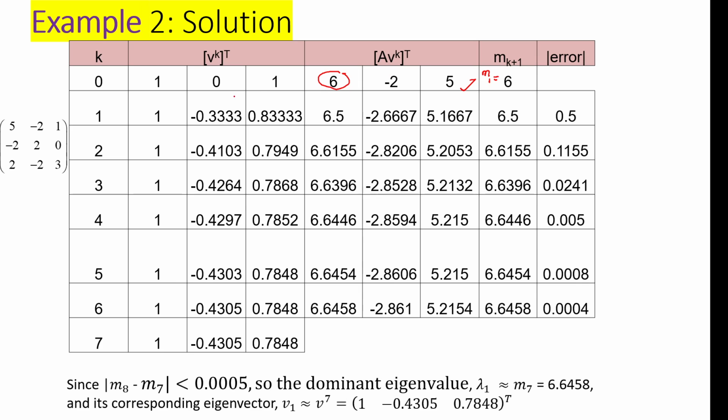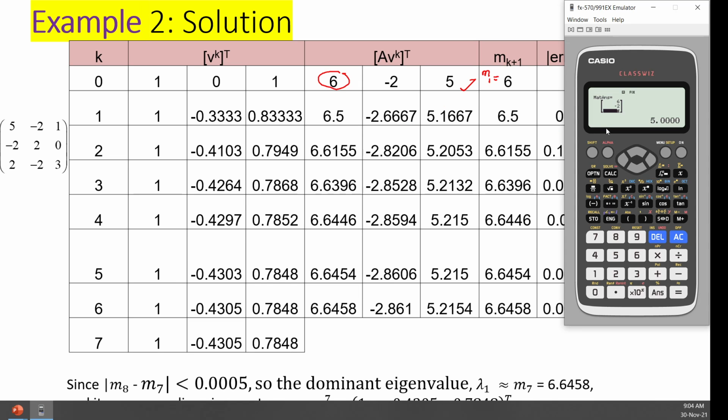Meaning 6 divided by 6 is 1, negative 2 divided by 6, 5 divided by 6. Okay, you can use a calculator quickly. Because 6, negative 2, 5 is in max answer, you can straight away divide by 6. So 1, negative 0.3333, negative 0.8333.